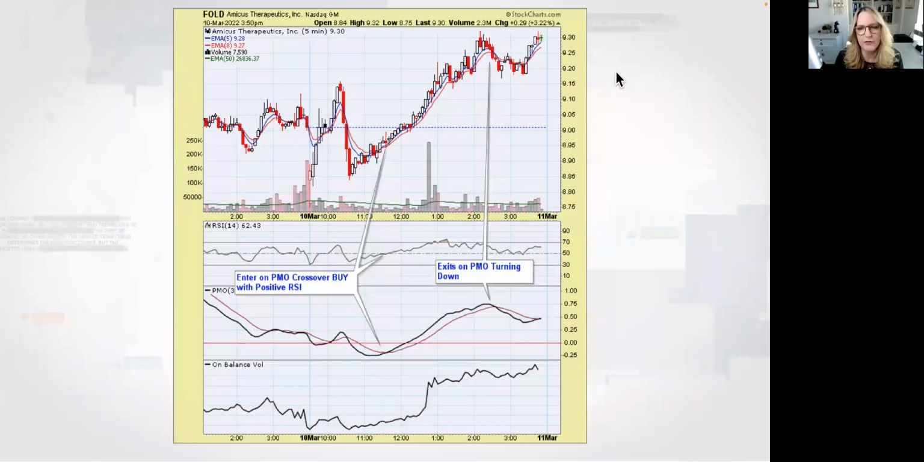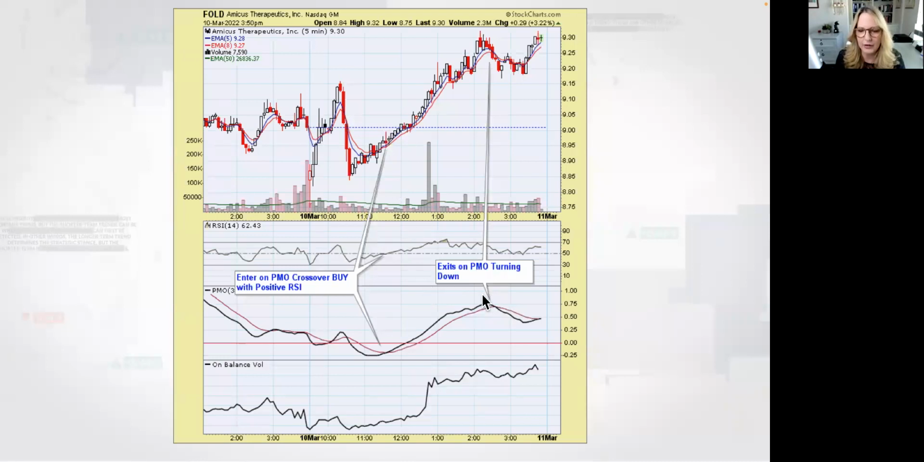So let's look at a 5-minute candlestick so I can explain these rules with a picture in front of us. The first thing you want to enter on is the PMO crossover buy signal combined with the positive RSI. You can see that we got the signal of the crossover just as the RSI became positive. So that's where you would have entered earlier in the day.